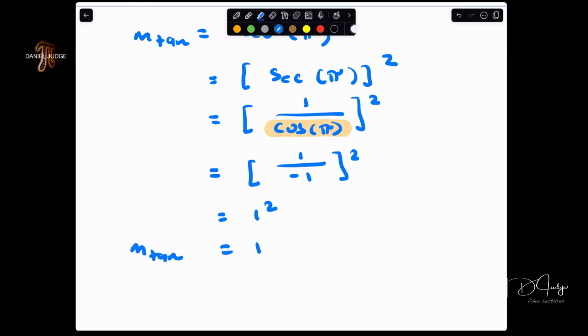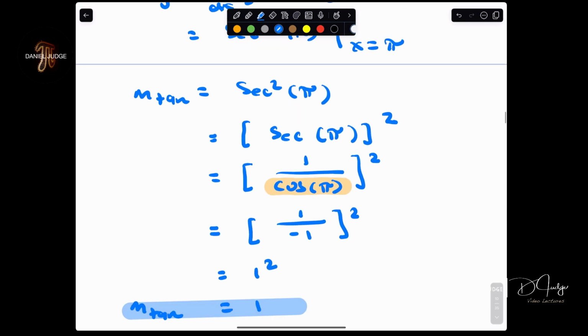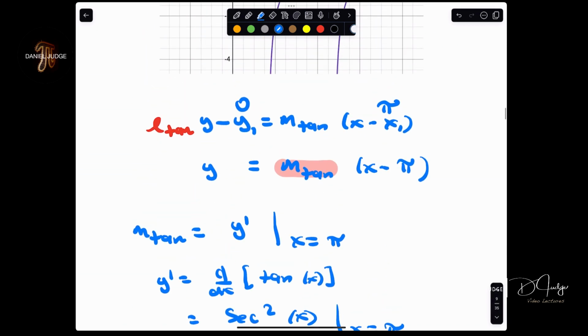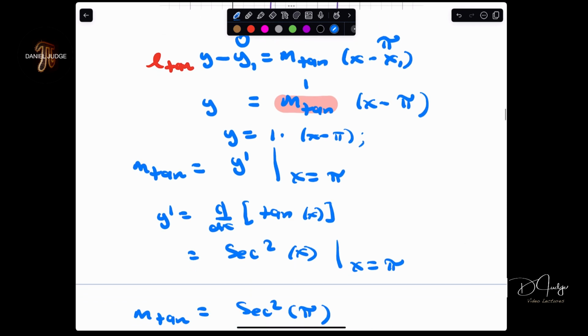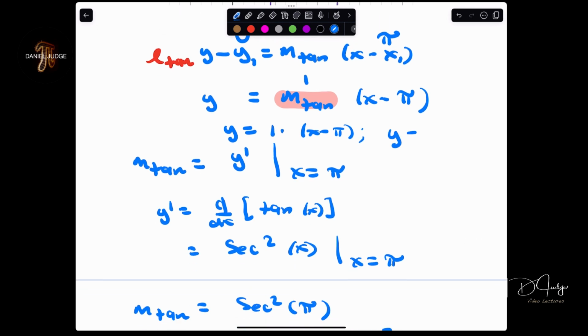So these questions are pretty simple, by the way. All right, it's 1. And we replace that right up here. So that means y is 1 times x minus pi. And that's going to give us y is simply x minus pi. This is our L tangent here.